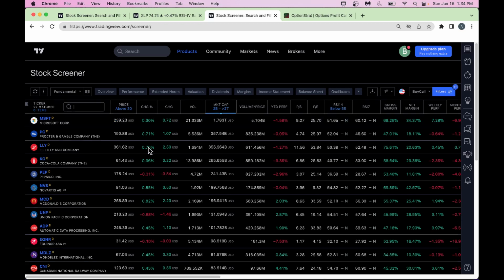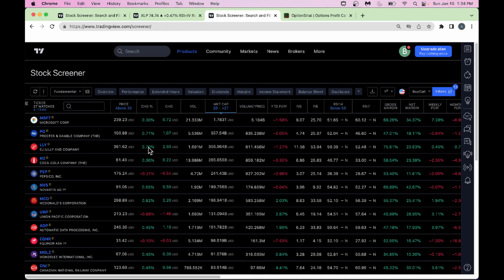So once you have these 25 stocks here, then you could look at various criteria and try to come up with, look, we got my favorite stock here, Microsoft. Procter & Gamble is a great one here. Lilly is a good one. Coca-Cola, great one. Pepsi, so on and so forth. All good stocks here. You could look at some of these companies.